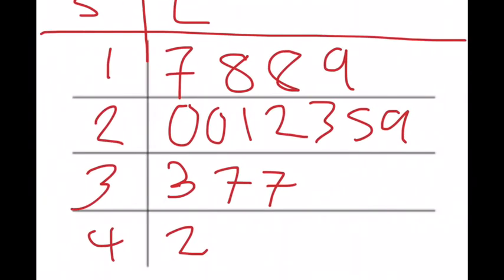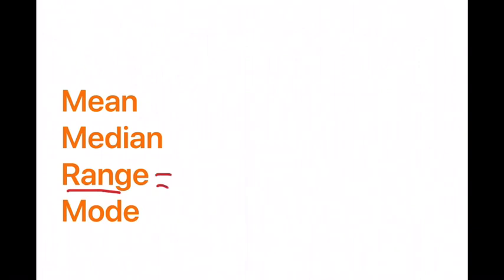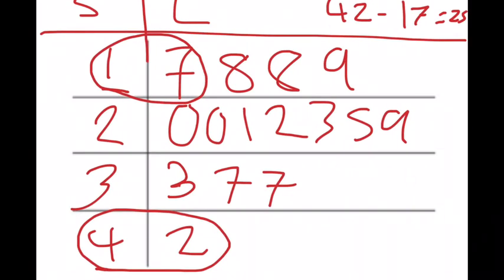First we'll start off by finding the range. To find the range, we have to subtract the lowest, which is 17, from the highest, which is 42. So 42 minus 17 gives us 25. Let's write it down over here. We have 25.